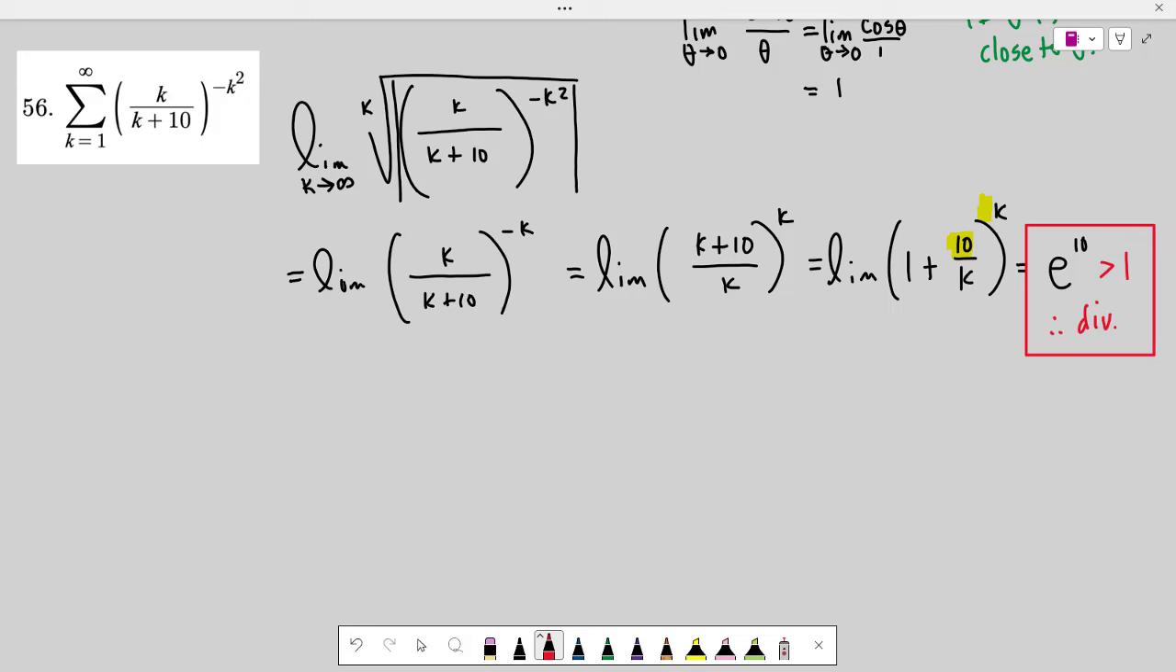Remember a while ago when I asked if we have to use log limits for any of them? Yes, you did. And that's right. We haven't seen a single one that converged, because that form, 1 to the infinity, is never going to be 0. So that's a good thing to have in your mind.